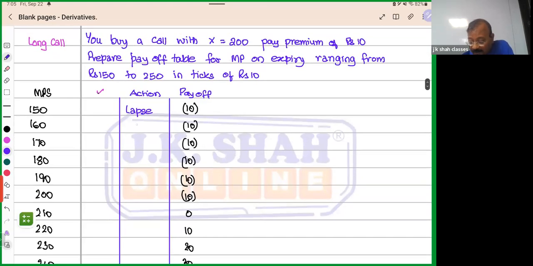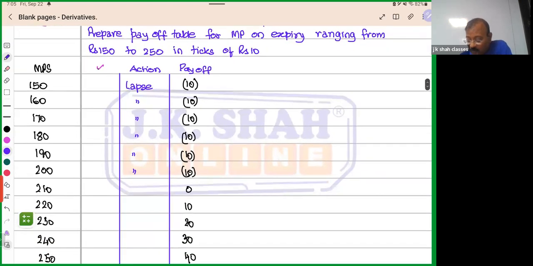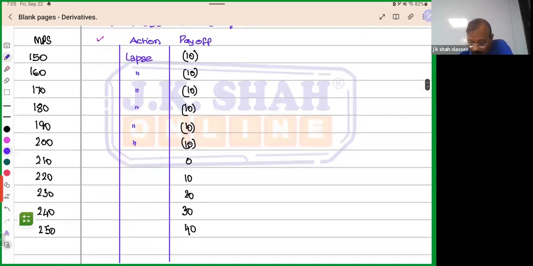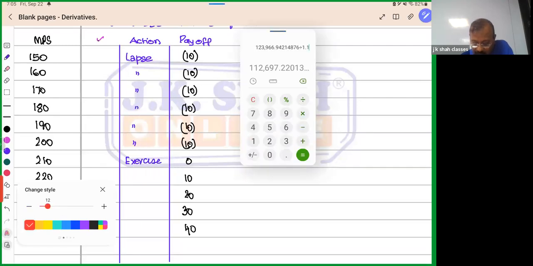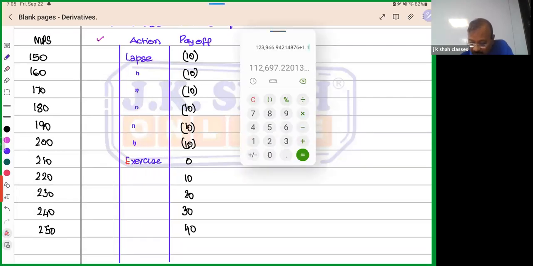lapse and it went lapse till here. And here, what did you do? At 210. Exercise, no? Exercise. Right? And after that, you decided you will exercise this. Right?